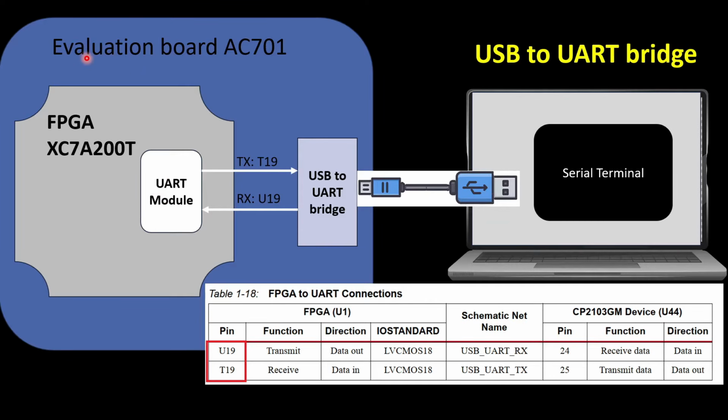For example, on the evaluation board AC701, we have a USB to UART bridge, and when I check the user manual of this evaluation board, I can see that pins U19 and T19 of the FPGA are connected to this USB to UART bridge. So in my design, the UART module that I have in VHDL will communicate to the USB to UART bridge over pins T19 and U19, and then easily, with the help of the micro USB cable, I can connect my evaluation board to the laptop that I have, and then a serial terminal will be able to display the transmitted signal and receive signals.